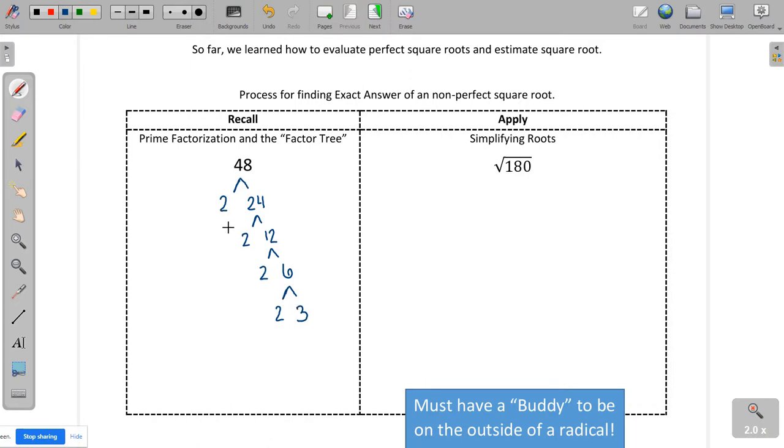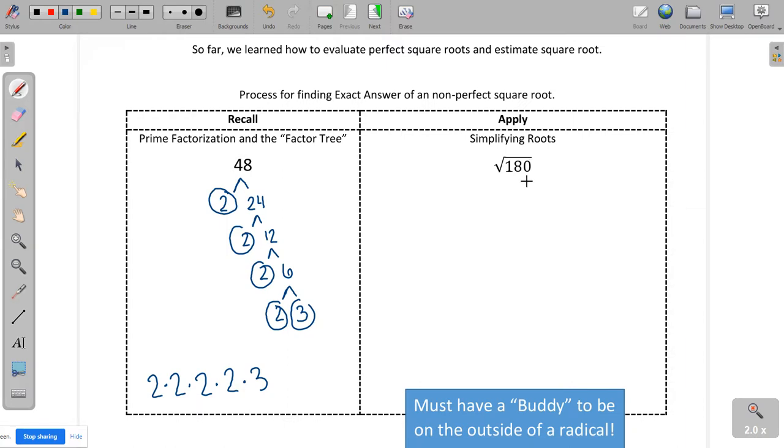So our prime factorization here would be everything on the outside: 2, 2, 2, 2, and 3. So we have 2 times 2 times 2 times 2 times 3. All of these numbers on the outside are prime. You can't divide anything into them except for 1. So we're going to apply that now to square roots.